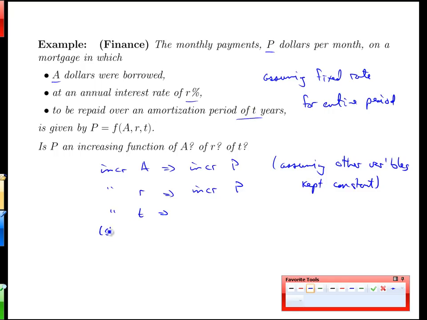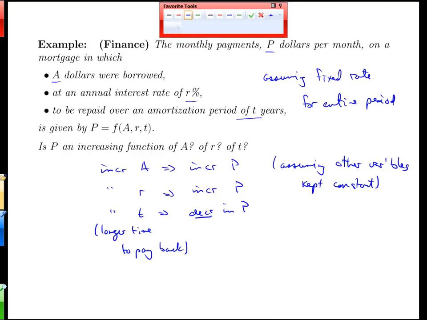The last one of these variables that we're considering for now is that we repay over t years. So if we have a longer time to pay back the same amount at the same interest, that will cause a decrease in the monthly payments.